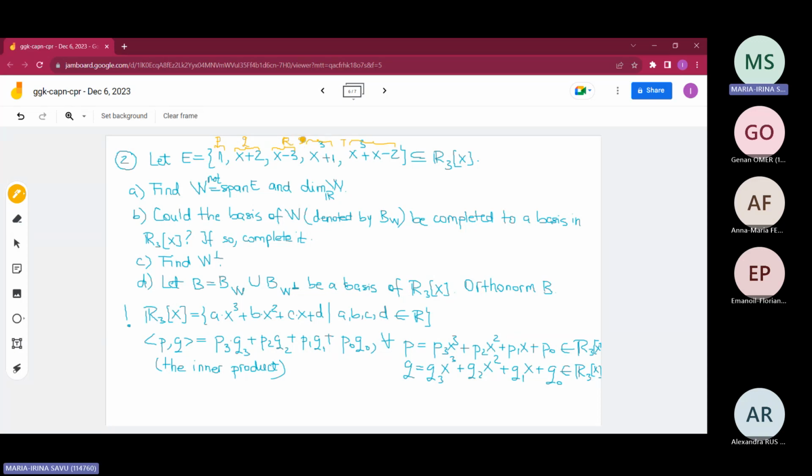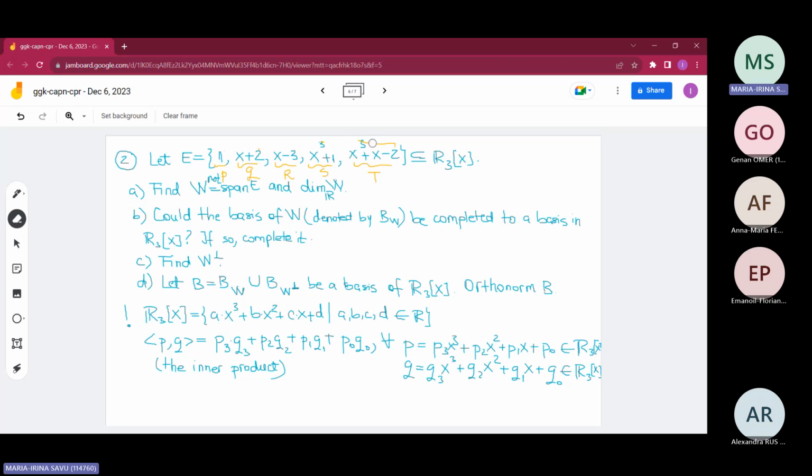Let's say capital R, capital S, capital T, capital P, and the small q. So we have five polynomials. Going to write P, Q, R, S, and T. Okay, we have five polynomials. You want to find the span. So you have to use, of course, the definition of the span.